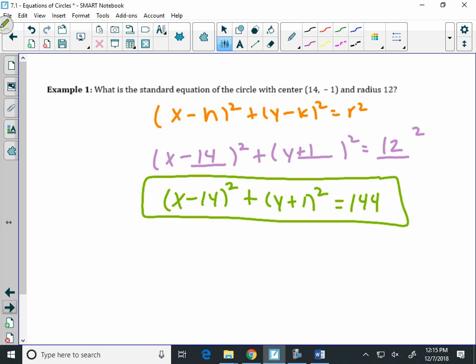Once you get better at this and do this more, a lot of students just write this and then they put 144 right away. You can do that, that's fine. You don't have to show that first step. I just like showing the first step. Okay? It's helpful. Questions over that? No?